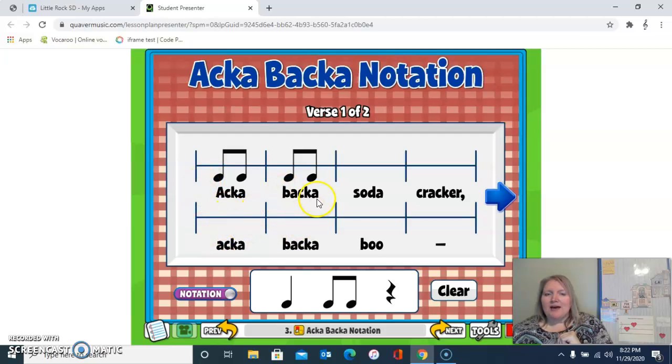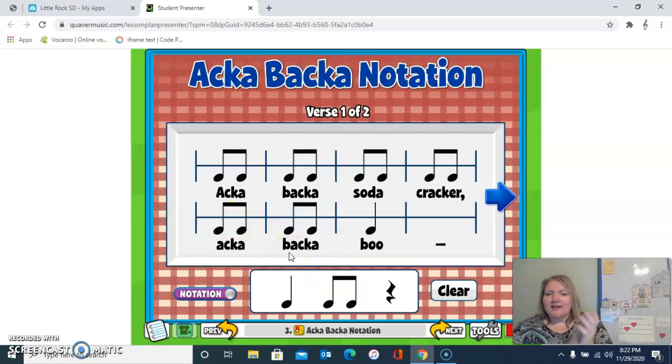And we have acca-bacca boo. Boo. So that's one sound a beat. So that's going to be our quarter note, right? So then we would have acca-bacca soda cracker, tee tee tee tee tee tee tee tee, acca-bacca boo. Acca-bacca boo. And then we have nothing in a space. So what is it that has a beat but no sound? And that's where our rest will come.